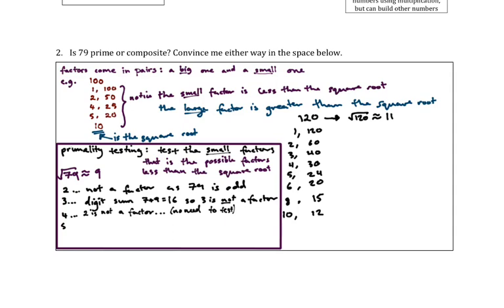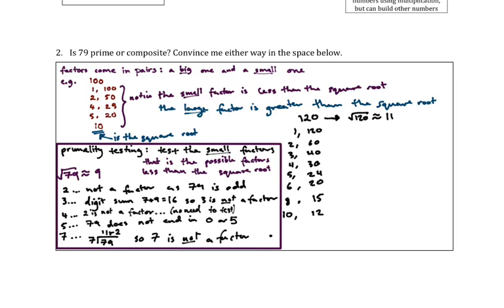5, well, 79 does not end in a 0 or 5, so 5 is not a factor of 79. We don't need to test 6, because 2 and 3 are not factors, so 6 will not be a factor of 79. We do need to test 7, though, because 7 is prime. 7s into 79 go 11 times remainder 2, so it's not a factor. Do we need to test 8? Well, 8 is built by 2s. 2 is not a factor, so 8 is not a factor.